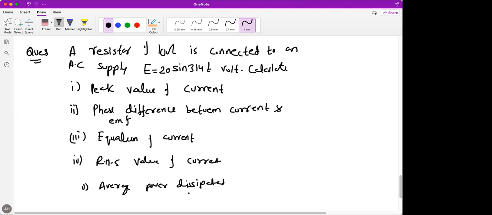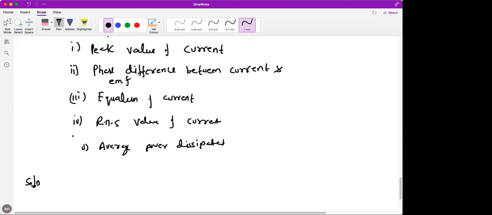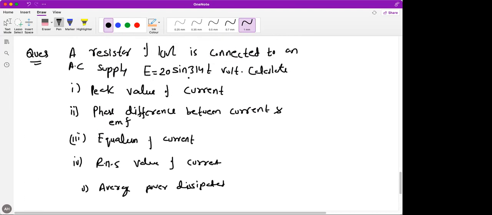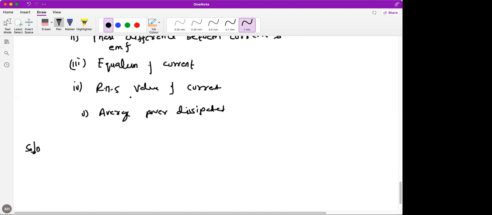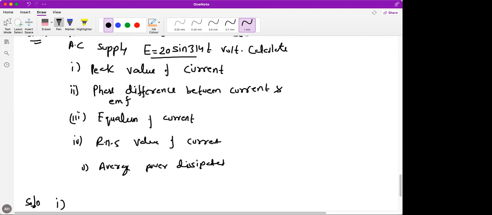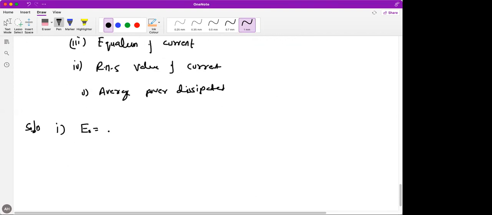Everyone has noted the question? Yes, sir. Okay, let's start. Fatma, what is the peak value of EMF here? Just look at this equation. 20, very good. Peak value of EMF is 20 volt.